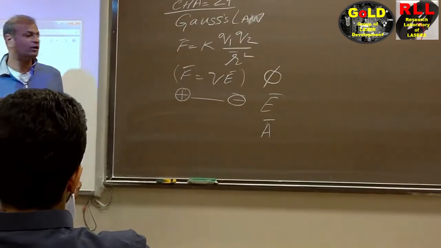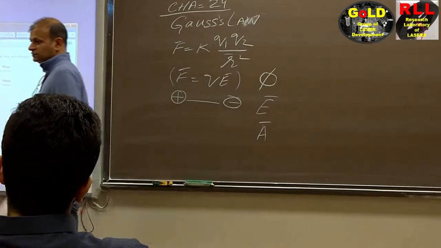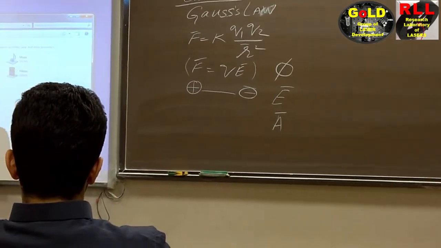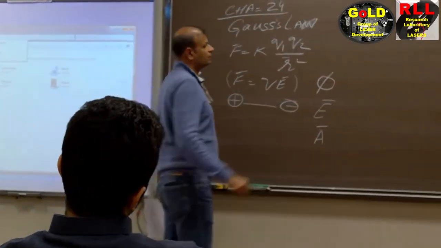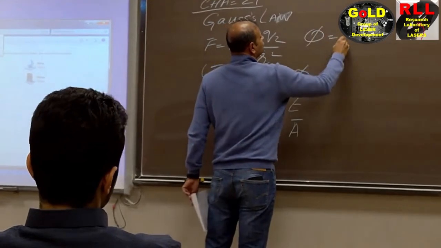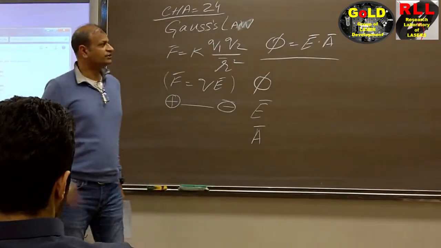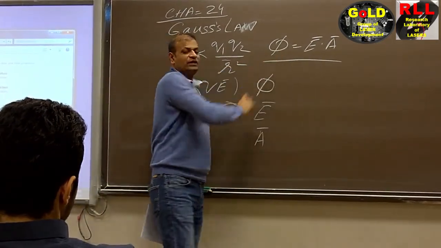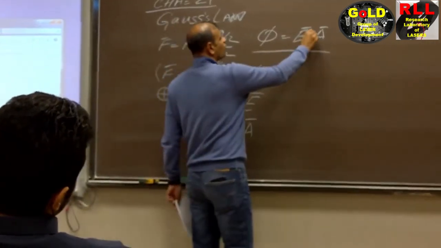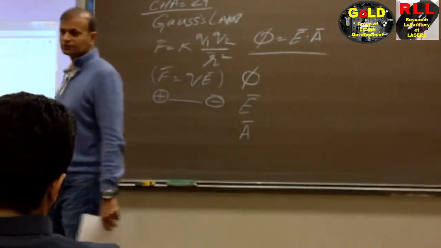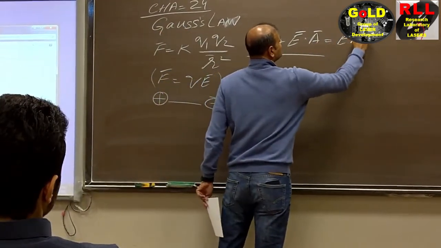Electric field and area A. Flux is the electric field lines per unit area perpendicular to the field. So phi is equal to E dot A. Is this a vector quantity or scalar? Scalar quantity. And this we also call dot product. The magnitude is EA cosine theta.